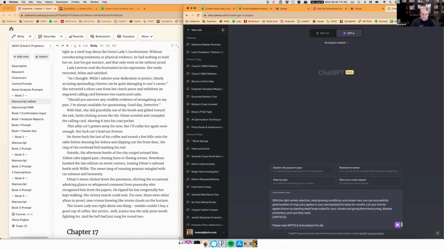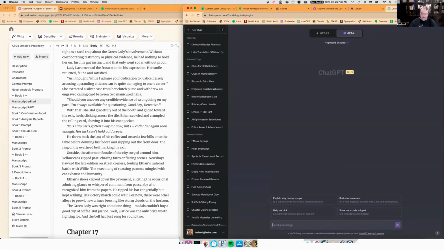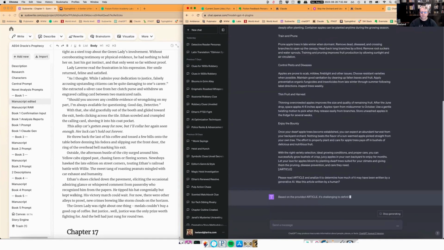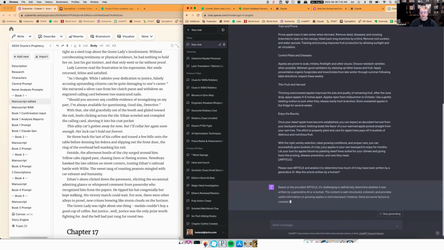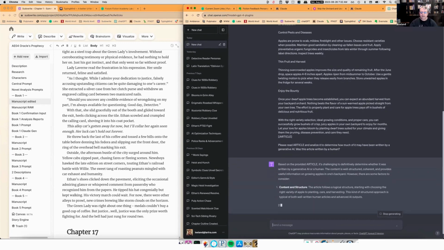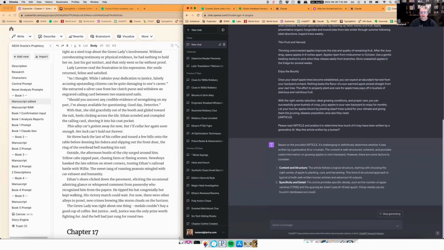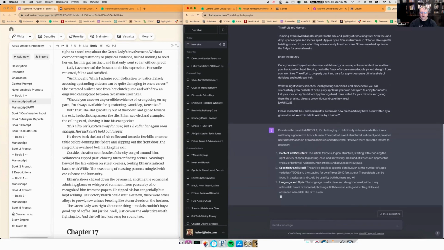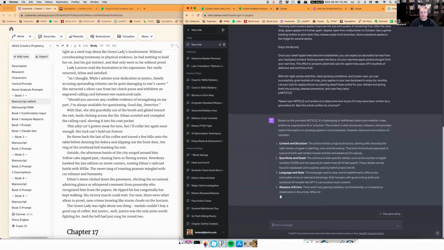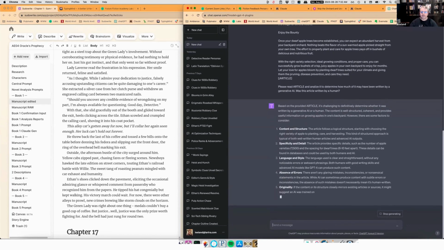to determine how much of it may have been written by a generative AI. And hit enter. Based on the provided article, it is challenging to definitively determine whether it was written by a generative AI or a human. The content is well structured, coherent, and provides useful information on growing apples in one's backyard. However, there are some factors to consider.